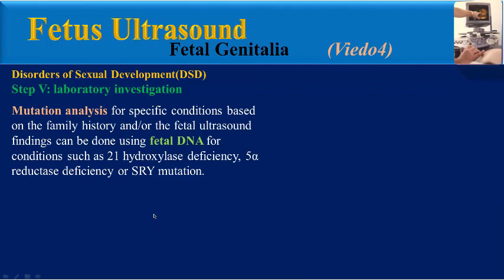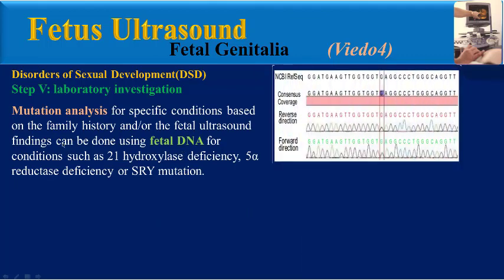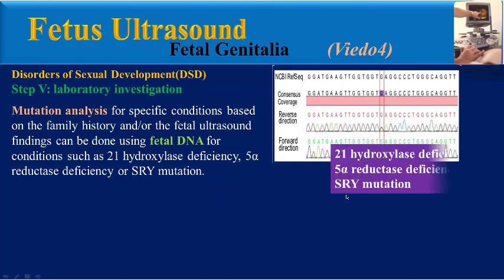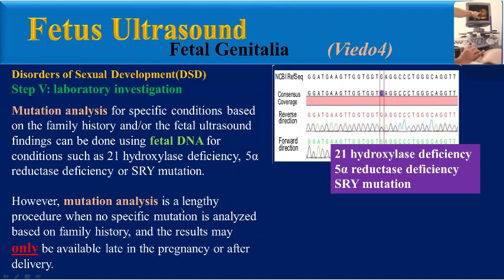Mutation analysis for specific conditions based on the family history and/or the fetal ultrasound findings can be done using fetal DNA for conditions such as 21-hydroxylase deficiency, 5-alpha reductase deficiency, and SRY mutation. However, mutation analysis is a lengthy procedure when no specific mutation is analyzed based on family history, and the results may only be available late in the pregnancy or after delivery.